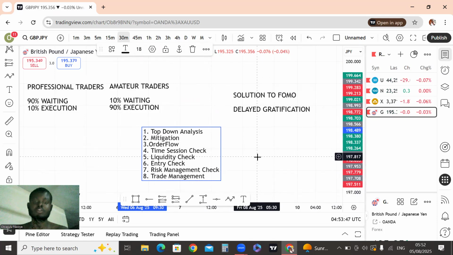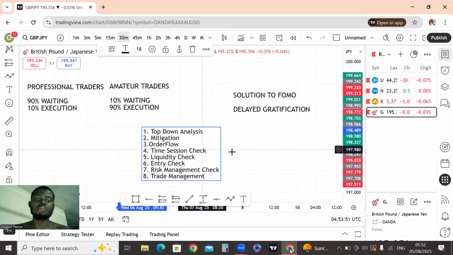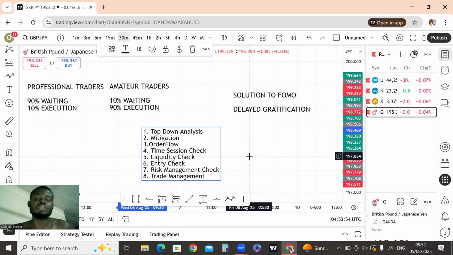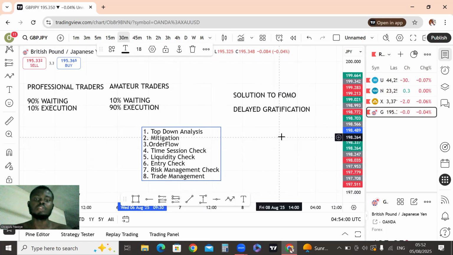From now on, this is what I'll be doing: delayed gratification. I must check this thing off. Even if the entry wants to leave me, let it leave me. As long as I do this, then I can be confident enough to take the trade.